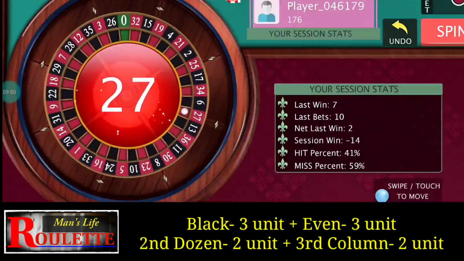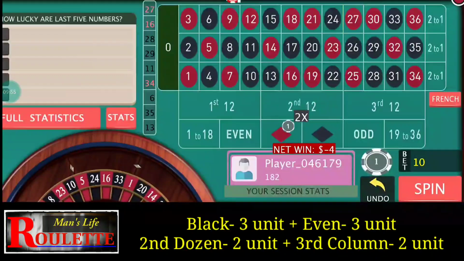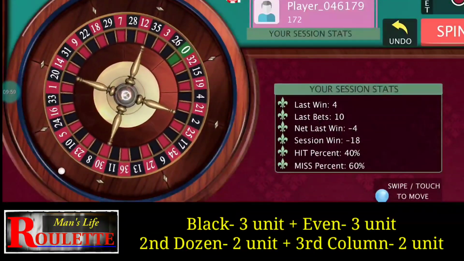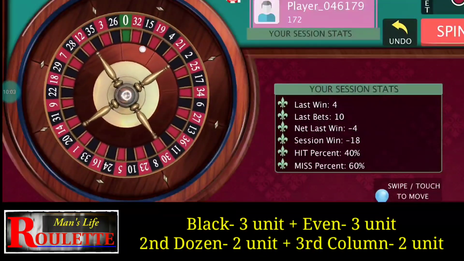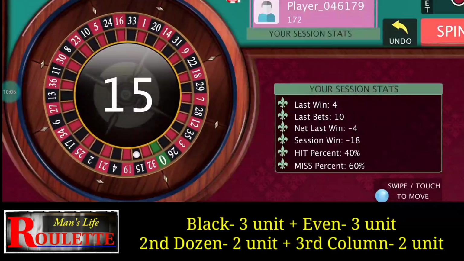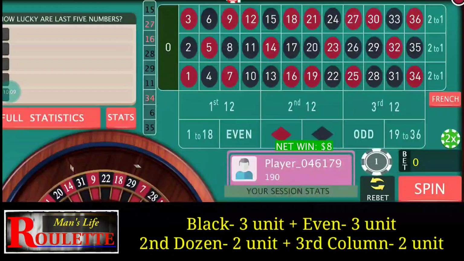Our objective should be to make a profit of only $30 for every session. These strategies are not going to give you a huge profit overnight, but if you apply this strategy for a longer period of time, then you will definitely make a very good profit from the roulette table.